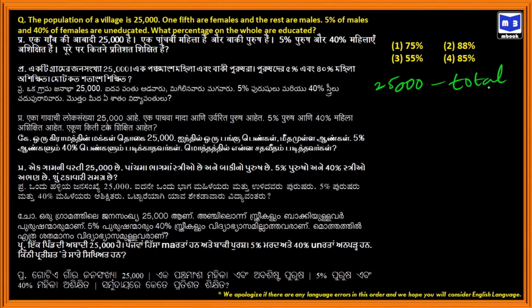25,000 is the total population in the village. The 1/5 are female. In this, 5 parts, 1 part should be 5,000. 1 part is equal to 5,000. 5,000 females and 20,000 males.